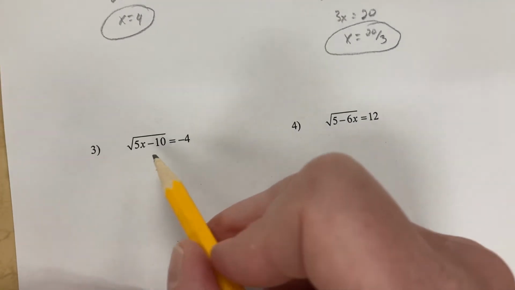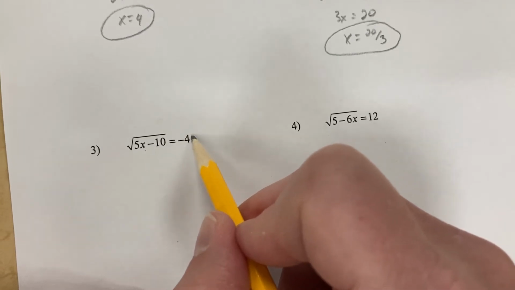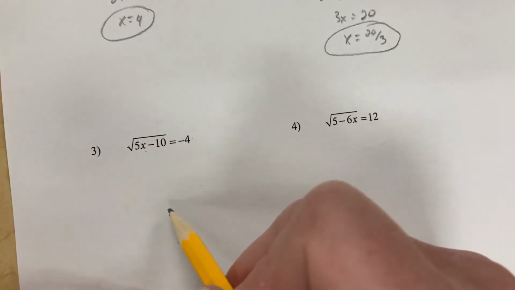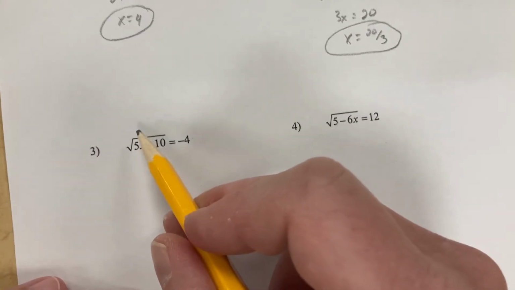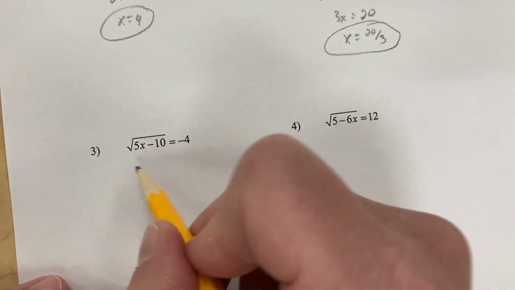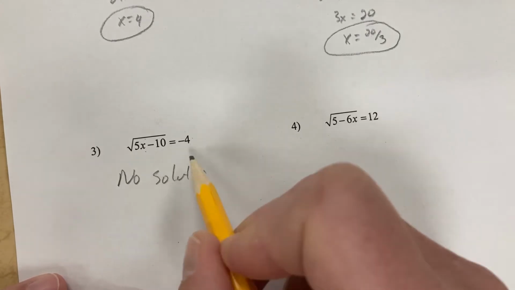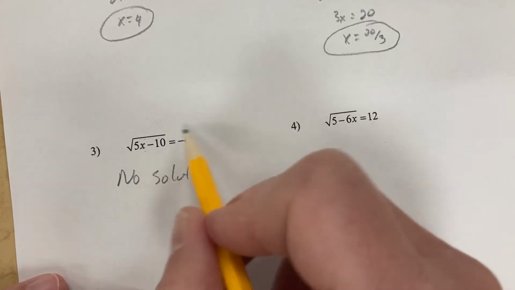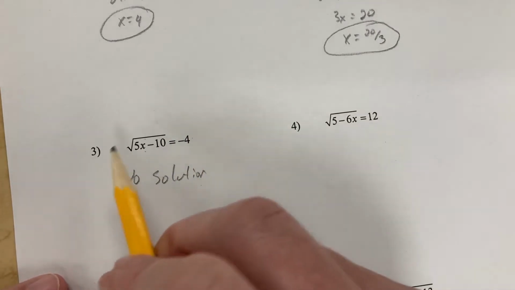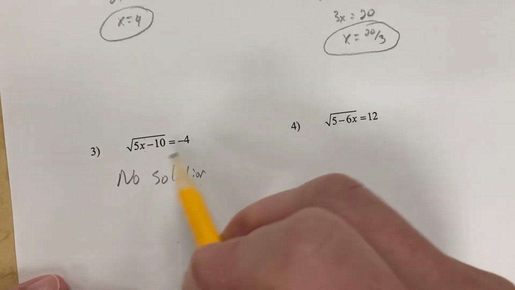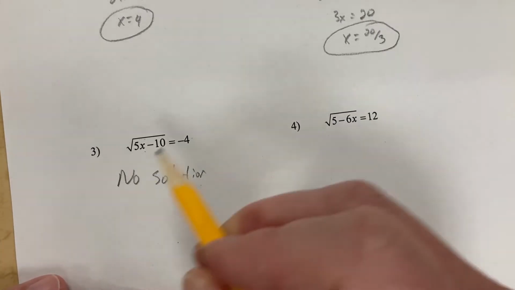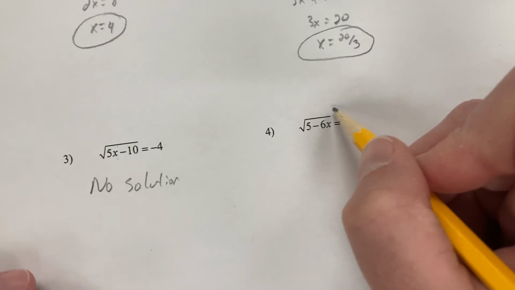For number 3, I have a square root equal to a negative. Now, if you were to do this, you would get an answer. However, square roots are always positive, so this actually has no solution. We can say that right from the start. Square root cannot equal a negative, okay? And that's one of the sneaky things, because you could square both sides and solve it and get something, but if you tried to plug it back in, it wouldn't work.